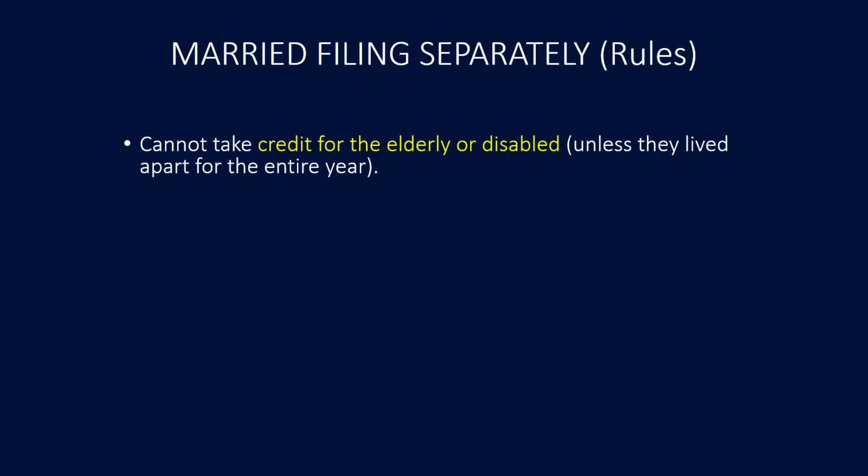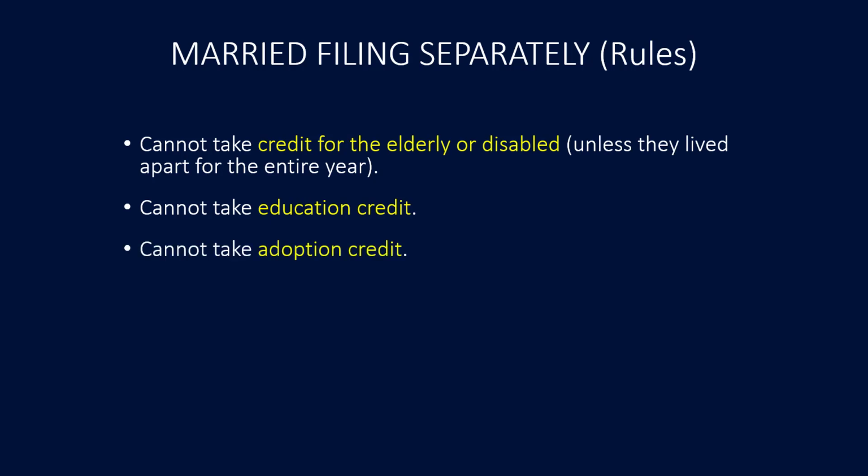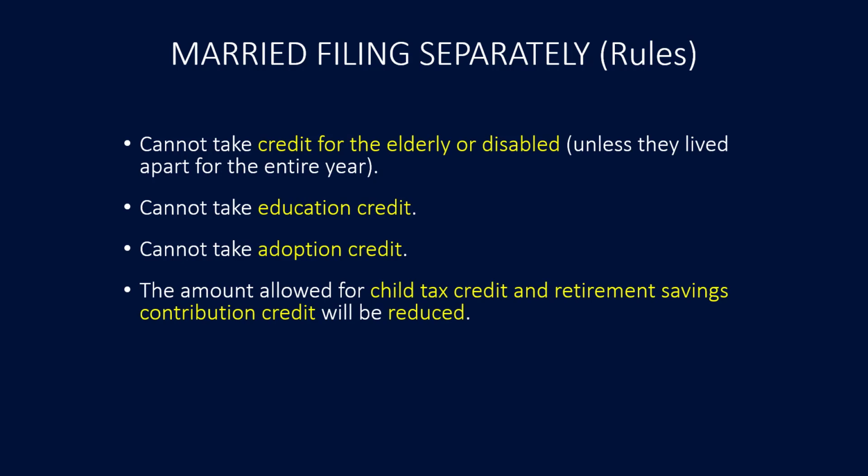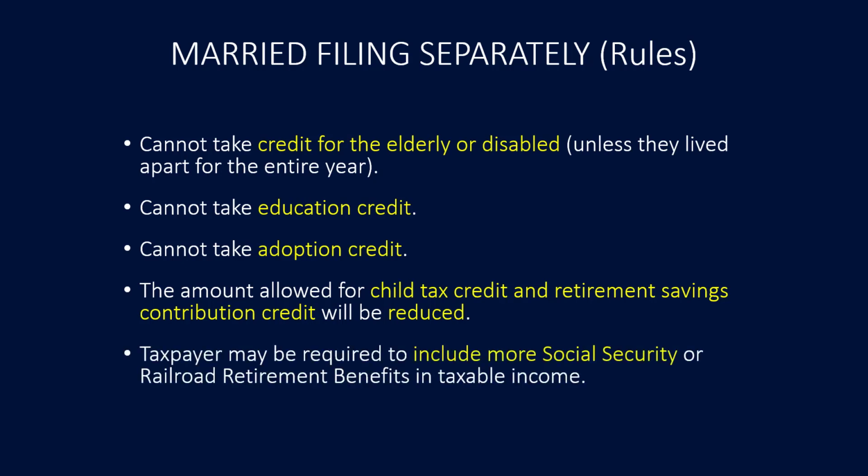Continuing on with the rules, you can't take credit for the elderly or disabled unless they lived apart for the entire year. You can't take the education credits. You can't take the adoption credit if you're married filing separately. And the amount allowed for child tax credit and retirement savings contribution credit will be reduced. The taxpayer may be required to include more Social Security or railroad retirement benefits in taxable income.